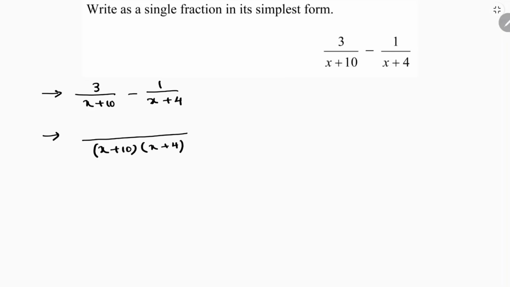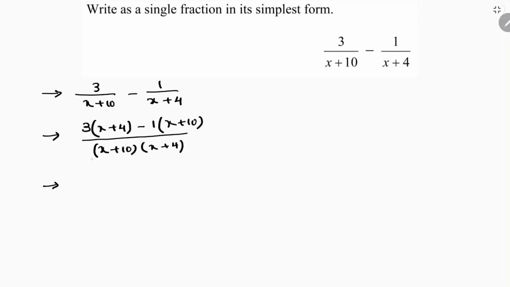Now here in the denominator, I have x plus 10. So here I'll multiply 3 with x plus 4. So 3 times x plus 4 minus 1 into, here in the denominator I have x plus 4, so I'll multiply here x plus 10.